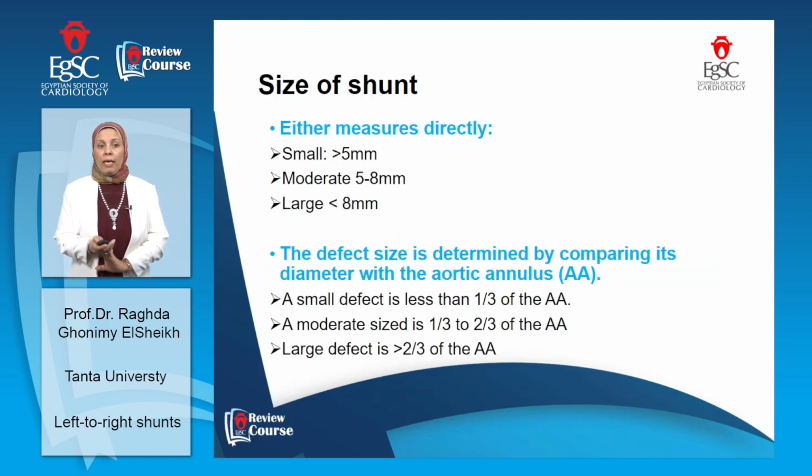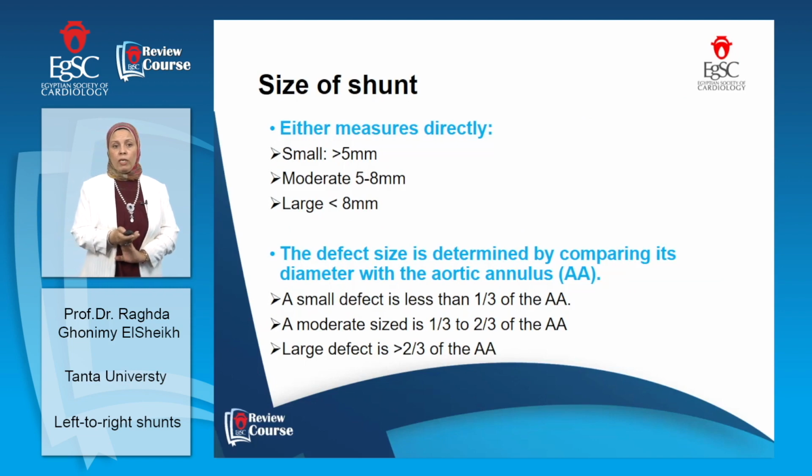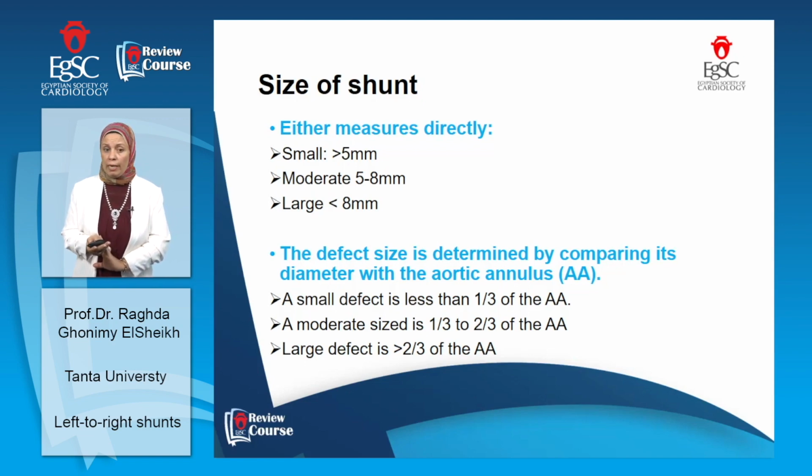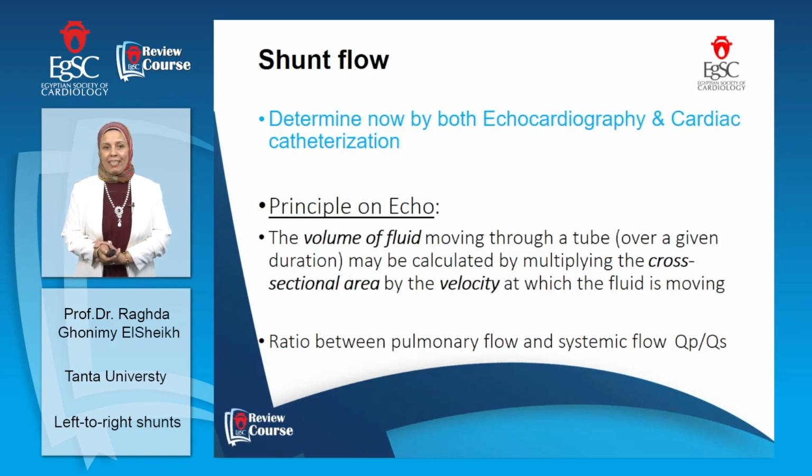The size of shunt can be measured either directly, and we can classify it as small if it's less than 5 millimeters, or moderate from 5 to 8, or large when it's more than 8, or by a more accurate method, comparing the size of the defect with the aortic annulus. If it's 1/3, it's a small shunt. From 1/3 to 2/3, it's moderate, and if more than 2/3 of the aortic annulus, we're speaking about large shunts. The shunt flow can be calculated in both the echo lab and the cath lab.